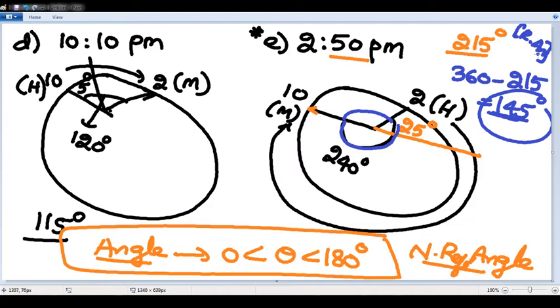215 degrees. Rajesh, just check where you are making the mistake. Right, Nikhil, don't make any silly mistakes.